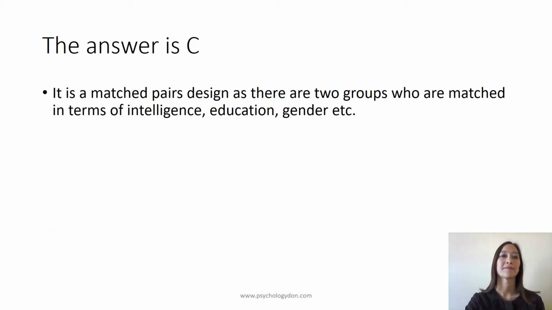The answer is C. It's a matched pairs design, as there are two groups who are matched in terms of intelligence, education, gender, etc.